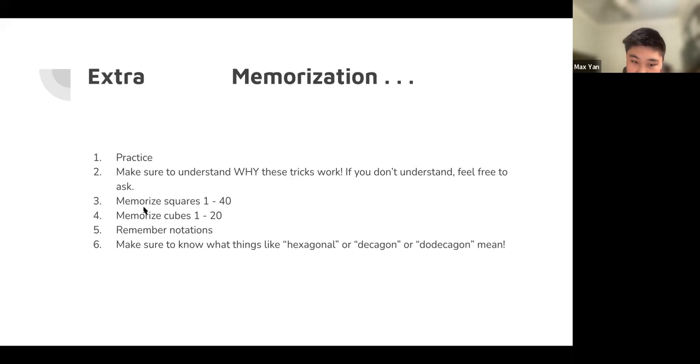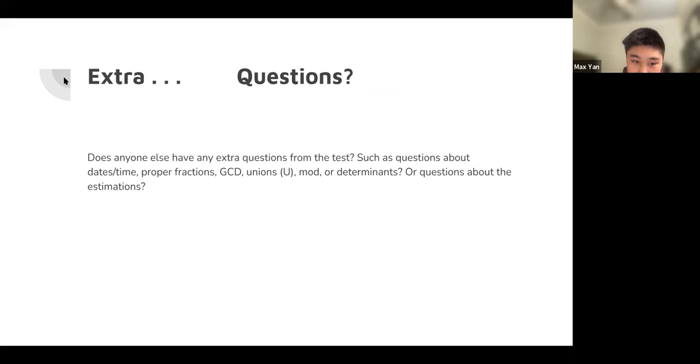Now, you also want to memorize a few things. That's kind of annoying, but it really will help. So memorize squares 1 to 40, cubes 1 to 20. Know notations like unions, intersections, etc. Know what things like hexagonal or decagon or dodecagon mean. And I can answer some more questions if you want to know things about dates, time, proper fractions, GCD, unions, intersections, etc.